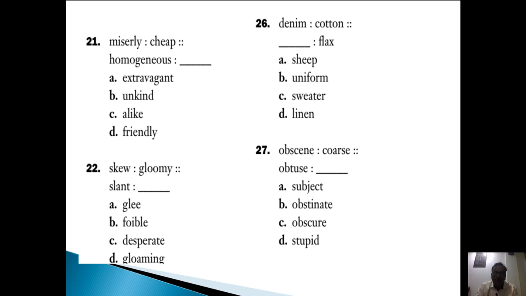obscene equal to coarse, then obtuse equal to what? Obscene is a synonym for coarse, and obtuse is a synonym for stupid. Getting it? So the answer would be D. Next one.